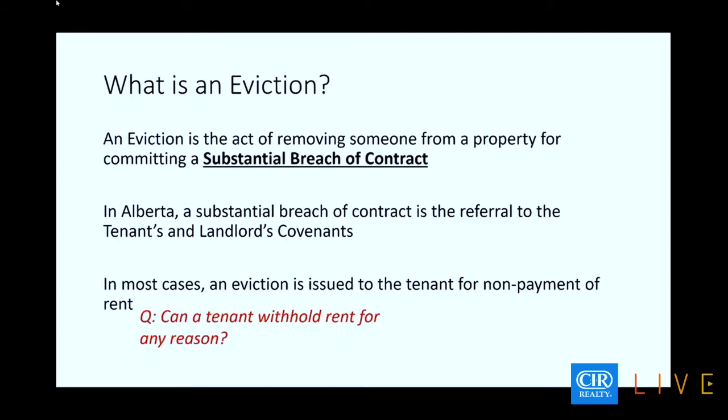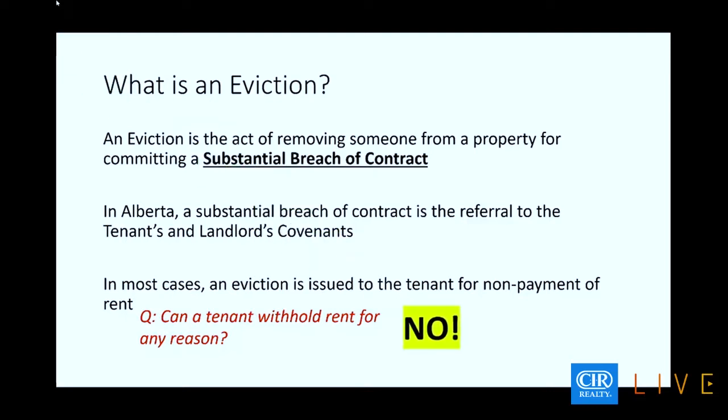So what is a tenant and landlord covenant, and can a tenant withhold rent for any reason? With COVID, that is now not a thing. Well, it is a thing. I shouldn't say that. But in terms of tenants not being able to pay their rent because of COVID, that is no longer an excuse or a justifiable reason. So can a tenant withhold rent for any reason?